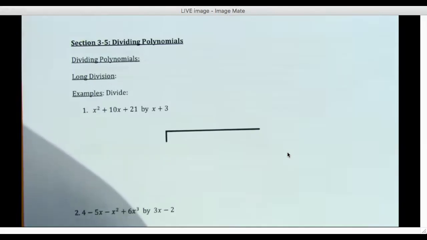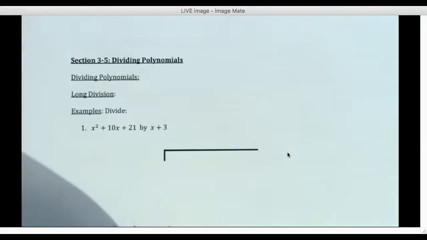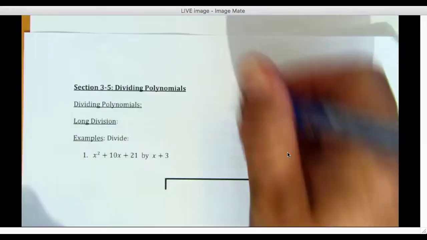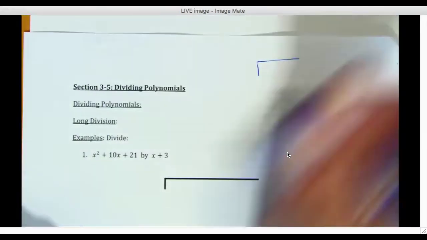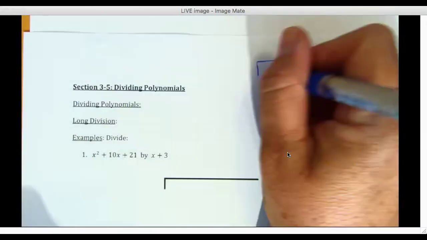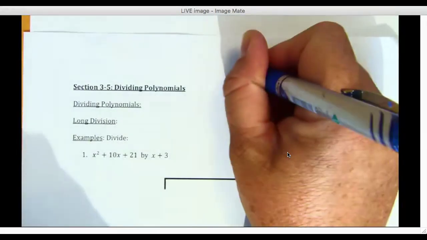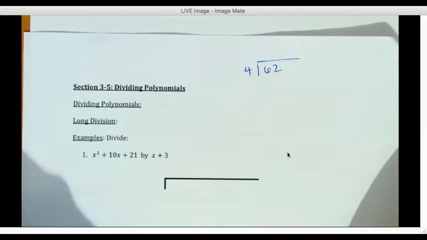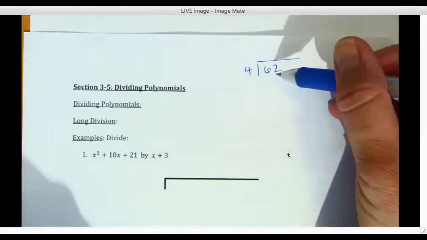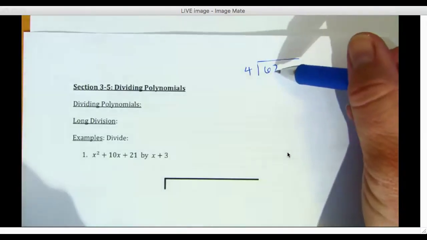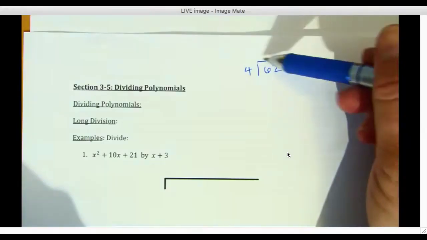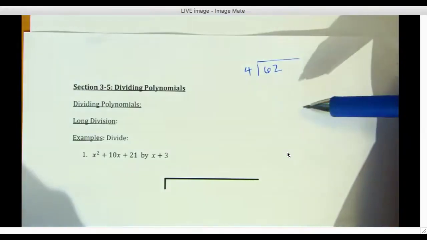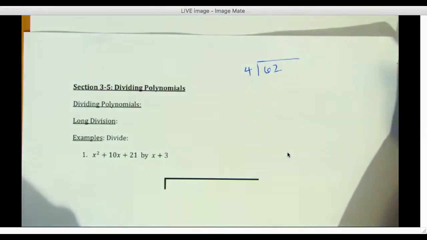Now, before we start doing long division with polynomials, let's do a quick review of what long division looked like back in elementary school. If you had 62 divided by 4, this was called the dividend. This was called the divisor. What we ended up with was our quotient. If we had anything left over, that was called our remainder.